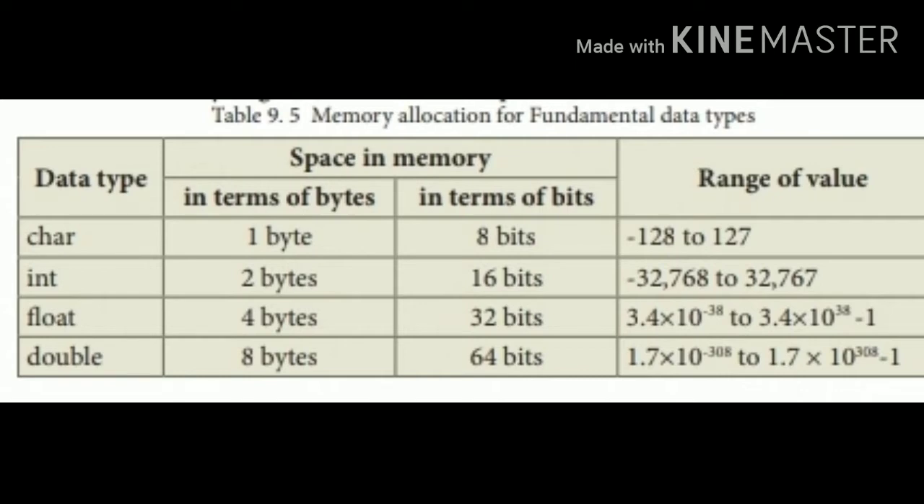Each memory byte is calculated in terms of bits; we multiply by 8. The next data type is double. The double memory space is 8 bytes.